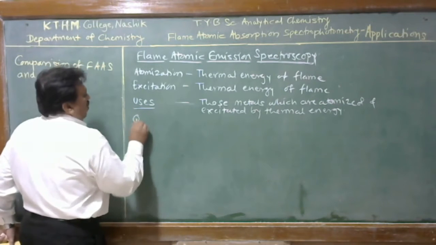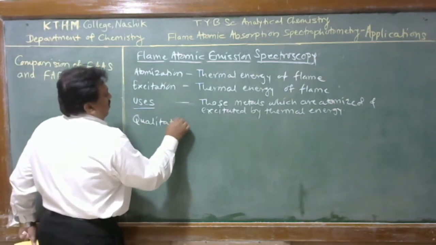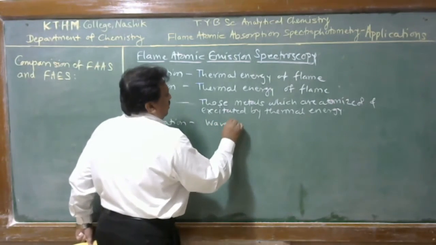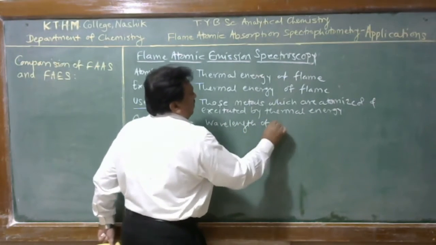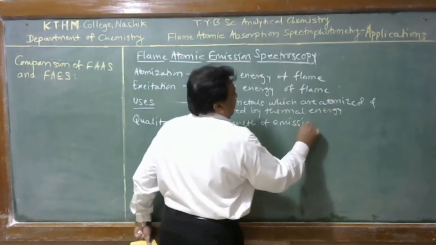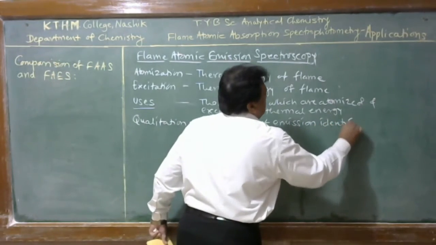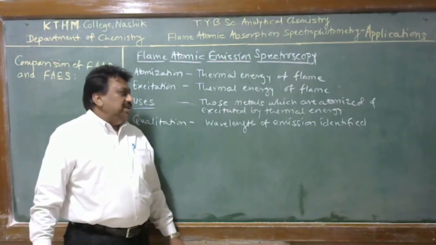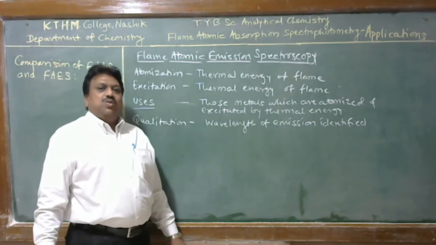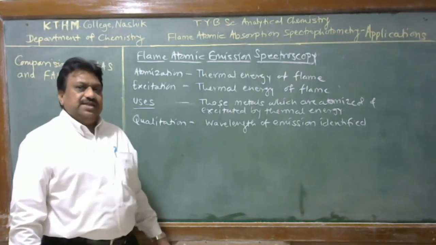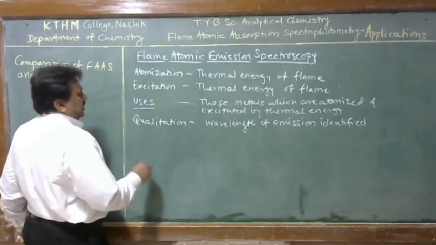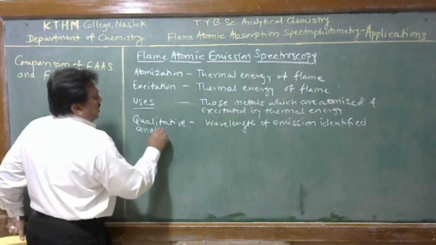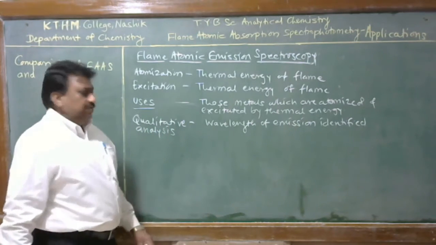Now here, qualitative analysis in plain atomic emission spectroscopy is done on the basis of the wavelength of emission. That is, the wavelength of emission is the identity of the material, and with that wavelength of emission we can identify which type of material is present in the flame. Therefore, qualitative analysis is based on the isolation of the emission wavelength.